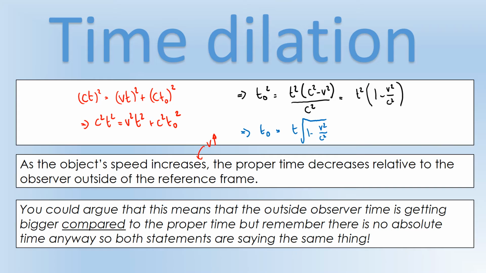Now, you could definitely argue it the other way. So you could be arguing that the time measured by the observer outside of the reference frame is getting bigger compared to proper time. But you have to remember that there's no absolute time. One of those observers is not correct and the other one wrong. Both of those times are correct. It just depends on your perspective. So you could definitely argue that as well. But seeing as there's no absolute time, both statements are just saying the same thing. So it doesn't really matter which of the two you say, as long as you make a statement relative to another scenario there. Okay, so that's time dilation.